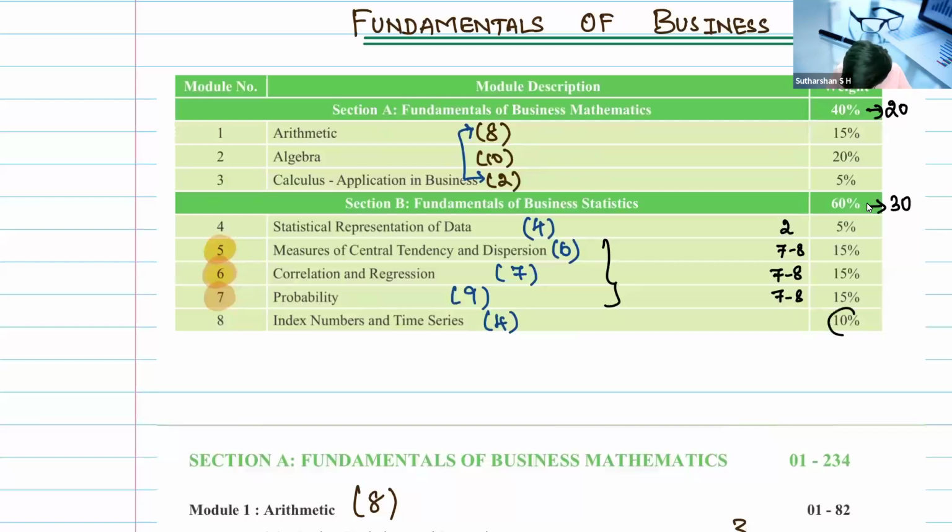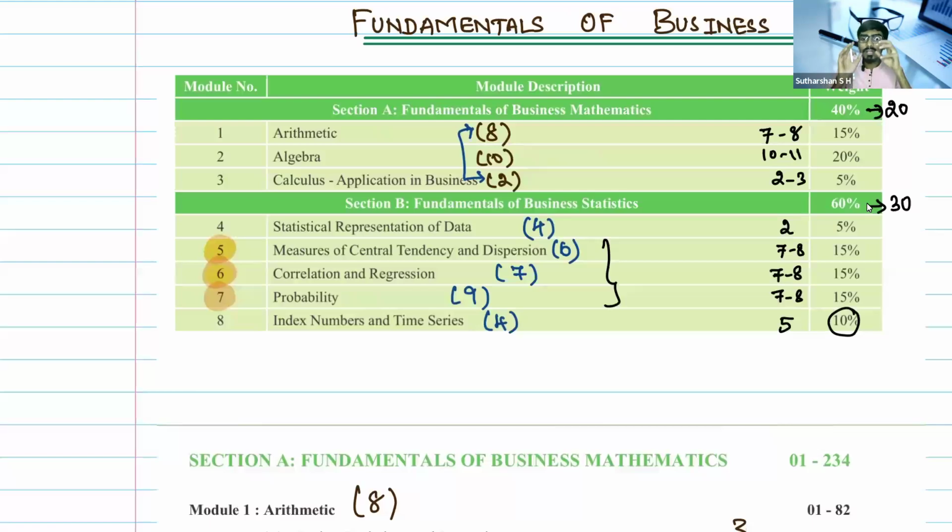Next, from index number and time series, they need to ask you only 5, but they have actually tested only 4. As far as calculus is concerned, they need to ask you 2 to 3. Here, 10 to 12, maybe 11, they may ask you. Here, 7 to 8 questions they may test you. Most probably in mathematics they strictly follow the pattern, but in statistics, they have not yet followed the weightage.